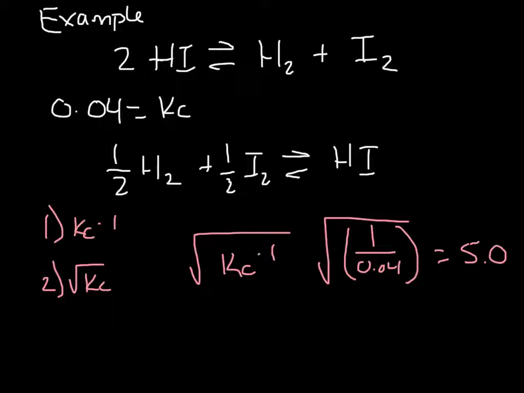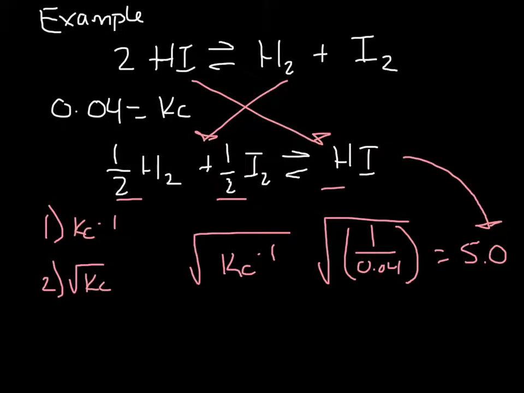So the Kc for this reaction is 5.0 because we reversed it. Our reactant became our product, our products became our reactants, and we halved the coefficients. So we did two things at once. Only knowing the Kc, knowing the two reactions, we could figure out the new Kc value.